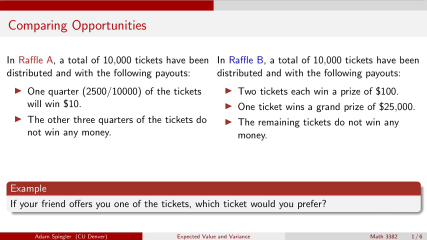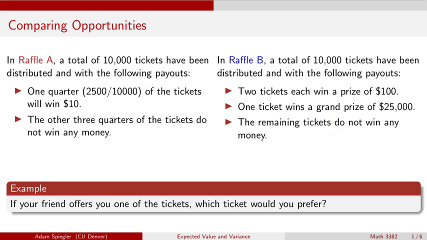So in Raffle A, we have 10,000 tickets that are out in this raffle. And out of those 10,000 tickets, 1/4 or 2,500 of those tickets are going to win $10. And the other 3/4 of the tickets, they're not going to win any money. In Raffle B, there are also 10,000 tickets. 2 of the tickets win a $100 prize, and 1 ticket wins a grand prize of $25,000, and all the rest of the tickets do not win any money.